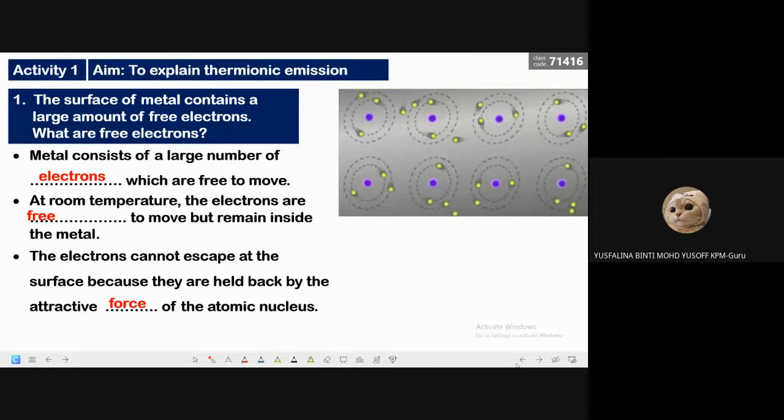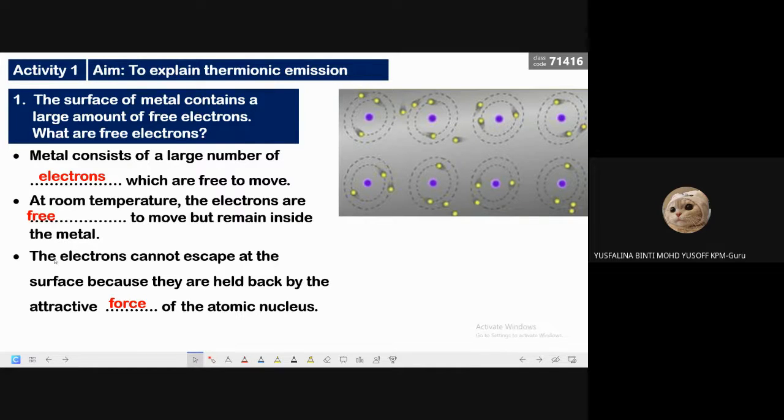So the surface of metal contains a large amount of free electrons. Okay, so what are free electrons? The metal consists of a large number of electrons which are free to move. At room temperature, the electrons are free to move, but they still remain inside the metal. But when they gain energy, let's say you give heat energy to the electron, the electron will move faster. Then after that they will be released out from the metal.